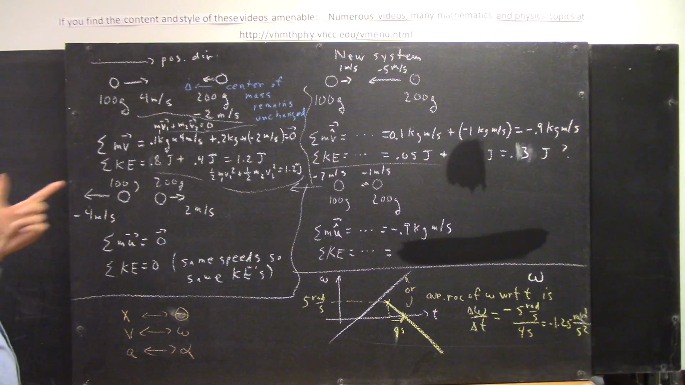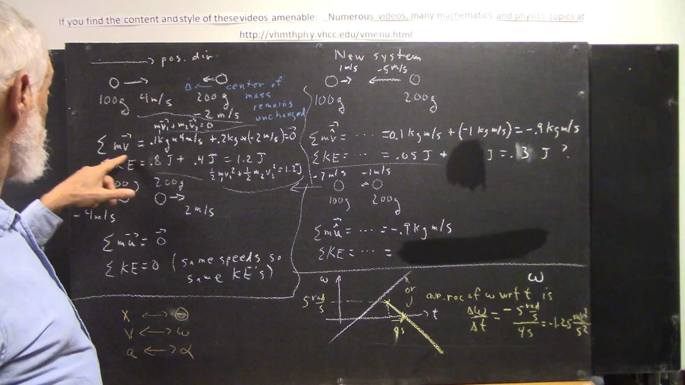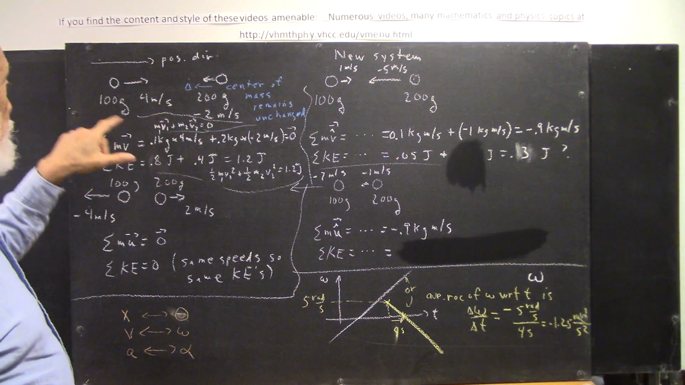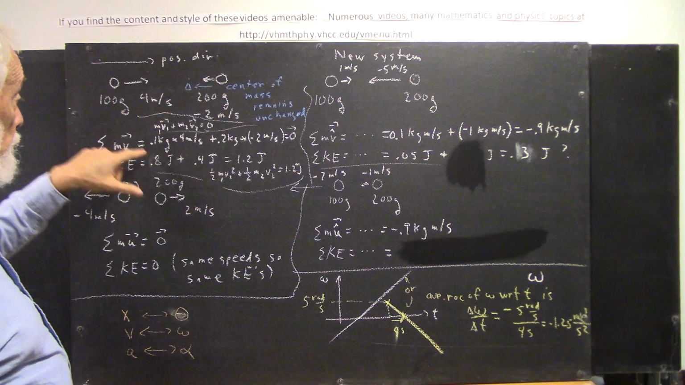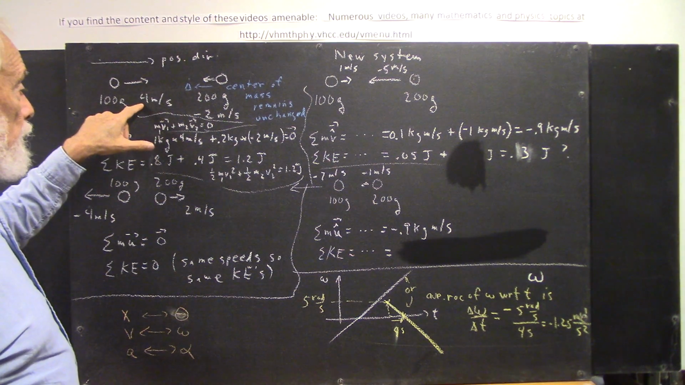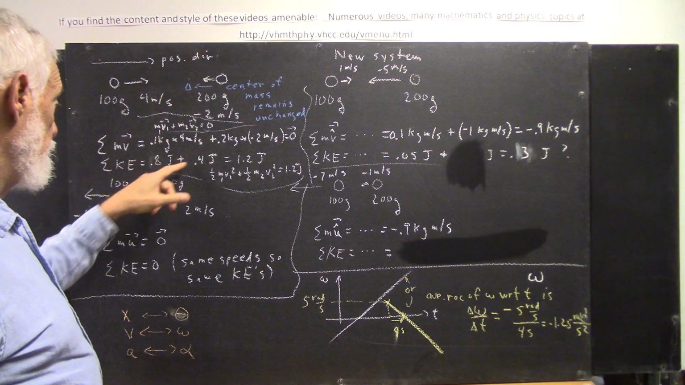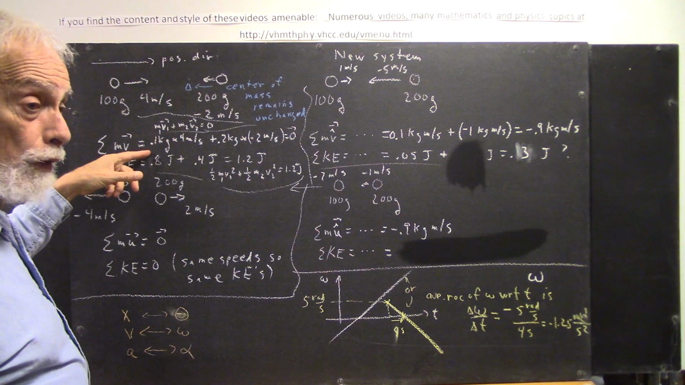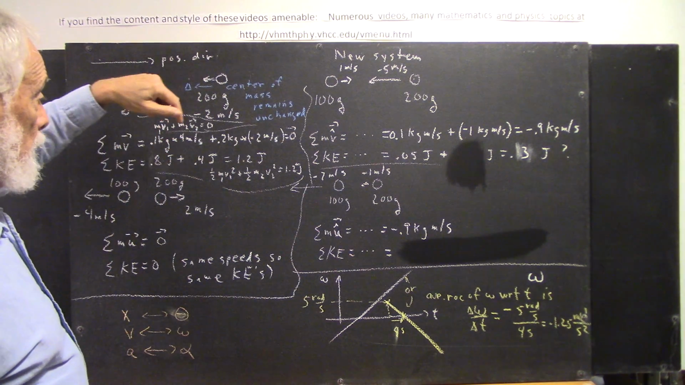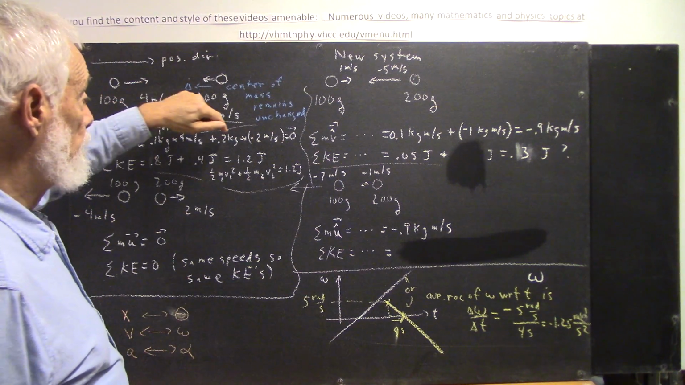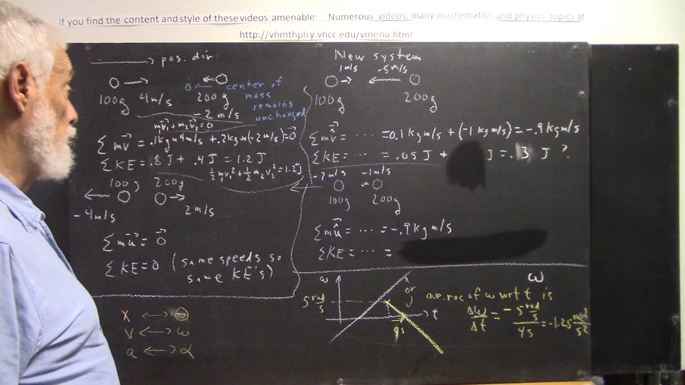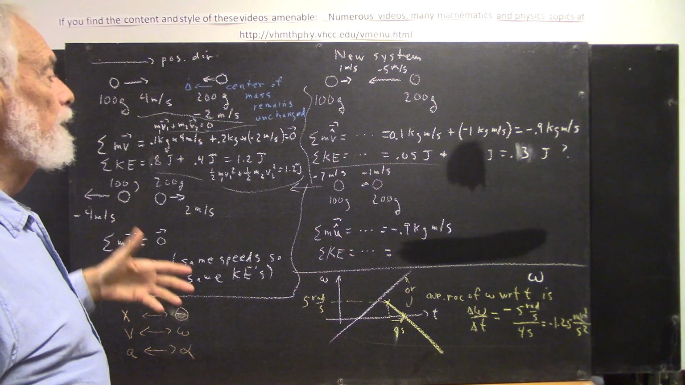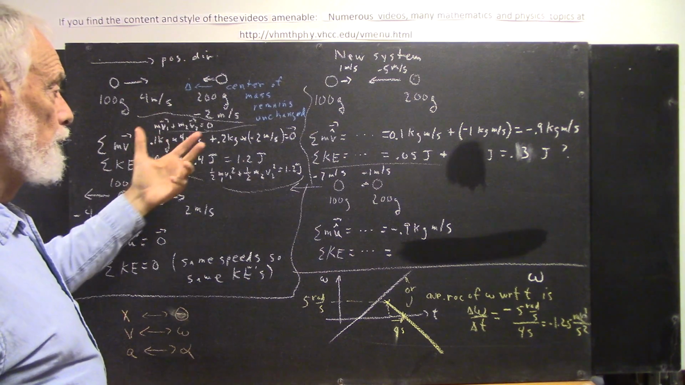So we calculate the sum of the momenta. The momentum of each is its mass multiplied by its velocity. The first one has a mass of 100 grams, which is 0.1 kilograms, a velocity of 4 meters per second, giving it a momentum of 0.4 kilogram meters per second. The second has a mass of 0.2 kilograms, 200 grams is 0.2 kilograms, multiplied by negative 2 meters per second, and that gives you negative 0.4 kilogram meters per second.